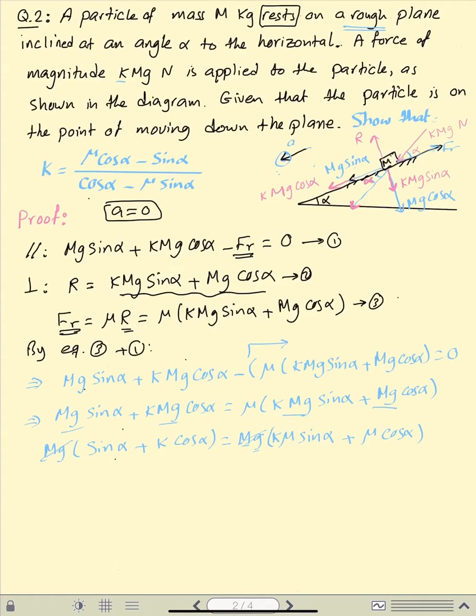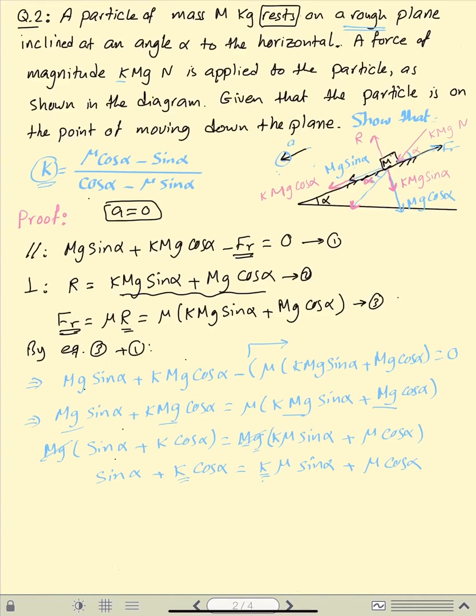Then what do I have here? What does the question want in simple language? Making k the subject. This is what he wants. So you have two terms with k. What do I have now? Sine alpha plus k cosine alpha is equal to k mu sine alpha plus mu cosine alpha. Then I have two sides with k. True.